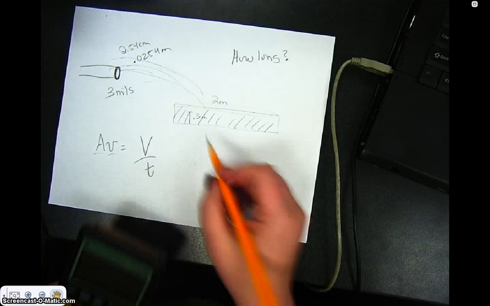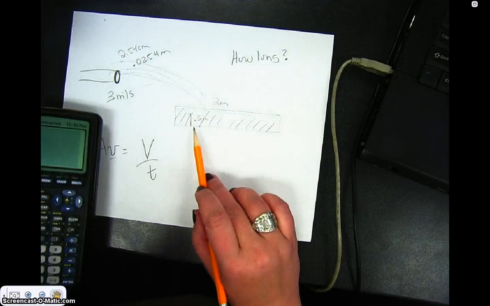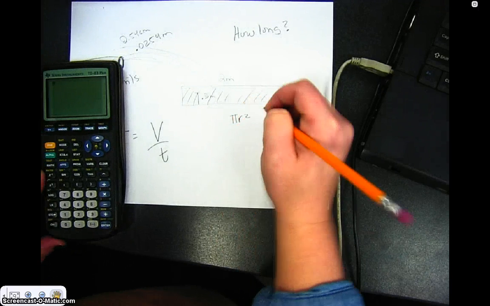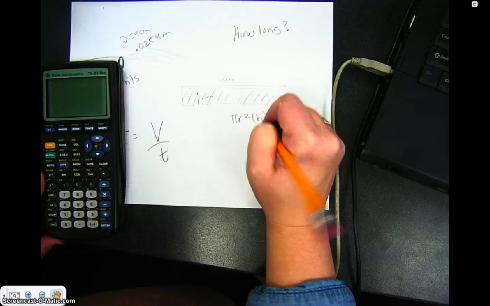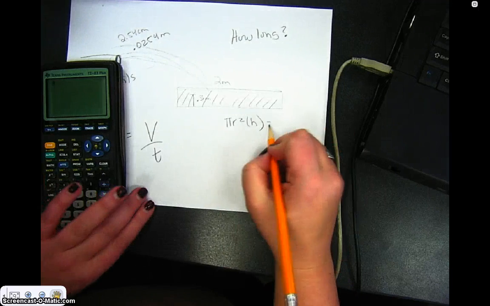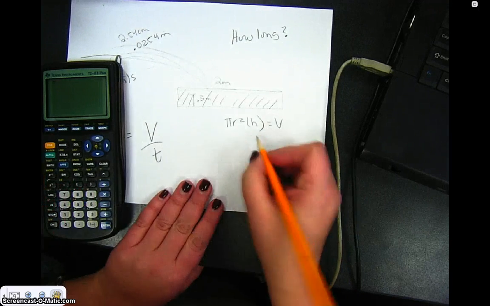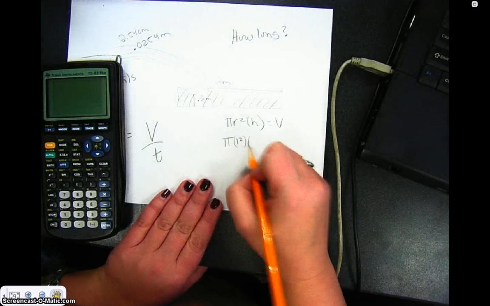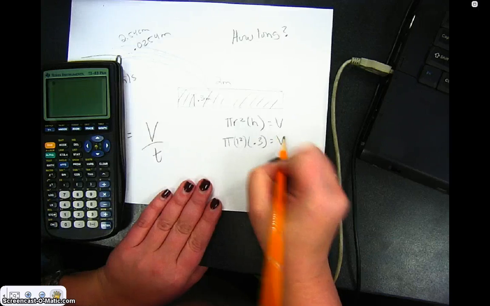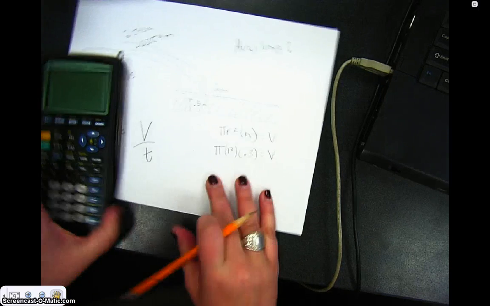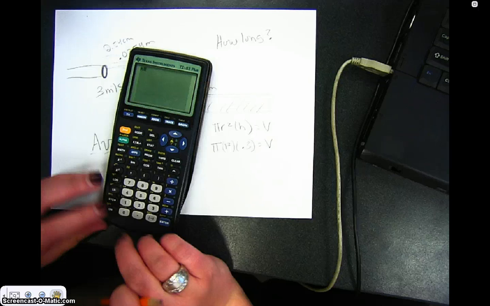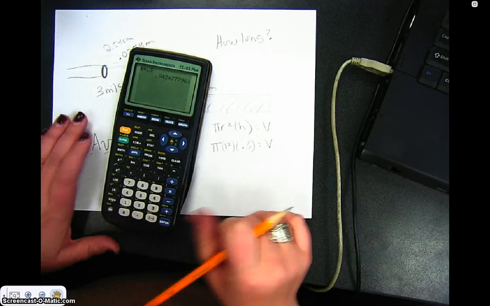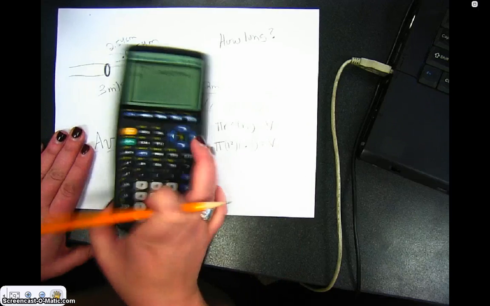Okay. So in order to find the volume of my cylinder here, I just need to use pi r squared times the height of the water. And that would give me the volume right here. So I would just do pi times 1 squared for the radius times 0.3, and that would give me my volume. So let's figure out what that is. So pi times 1 times 0.3 gives me about 0.94 is my volume here.